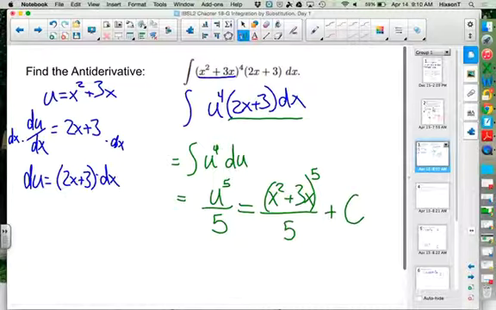Where did the du go? The du is right here, and when I integrate, it's gone. So this right here would be our final answer.